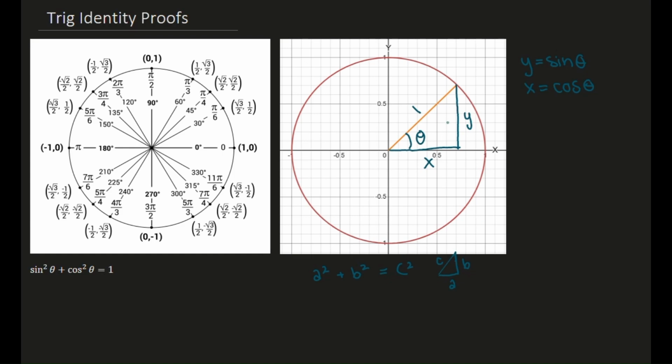Well, our sides are x and y, so we can say that's x squared plus y squared equals this hypotenuse squared, right? Well, what did we just say our x value was? Our x was the cosine value, so that's cosine squared. And what did we just say our y value was? Well, that's the sine value, sine squared. And what did we just say the hypotenuse was? Well, that's 1. And 1 squared is still just 1, so that equals 1. So that's where this particular trig identity comes from.